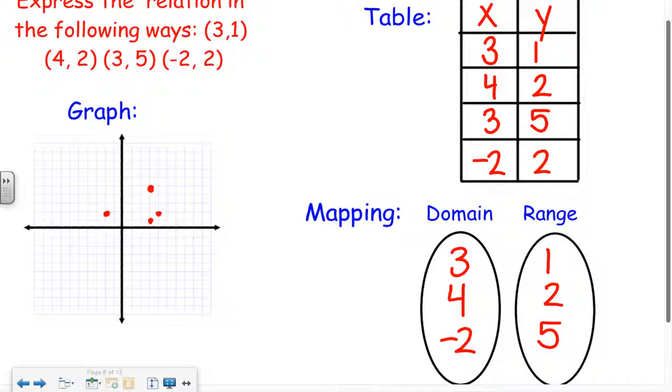So my first ordered pair is 3 to 1, so I draw an arrow. Second ordered pair is 4, 2, so draw an arrow from 4 to 2. Third ordered pair is 3, 5, so draw an arrow from 3 to 5. Last ordered pair is negative 2, 2, so draw an arrow from negative 2 to 2.